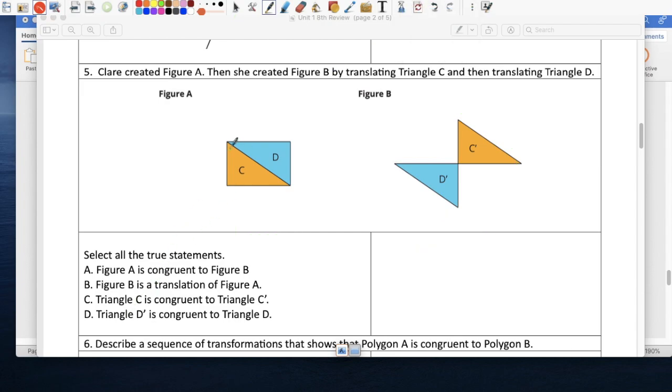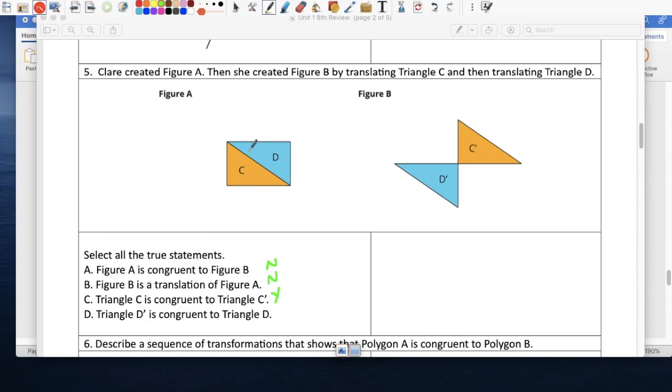Triangle C, now we're talking. See, this triangle, the pink triangle, is congruent to triangle C prime. Yes. How do I know that? Because it was through a rigid transformation, right? How C got to C prime was through translation, and a translation is a rigid transformation, which means the shape and the size stayed the same. Nothing changed. So no, no, yes.